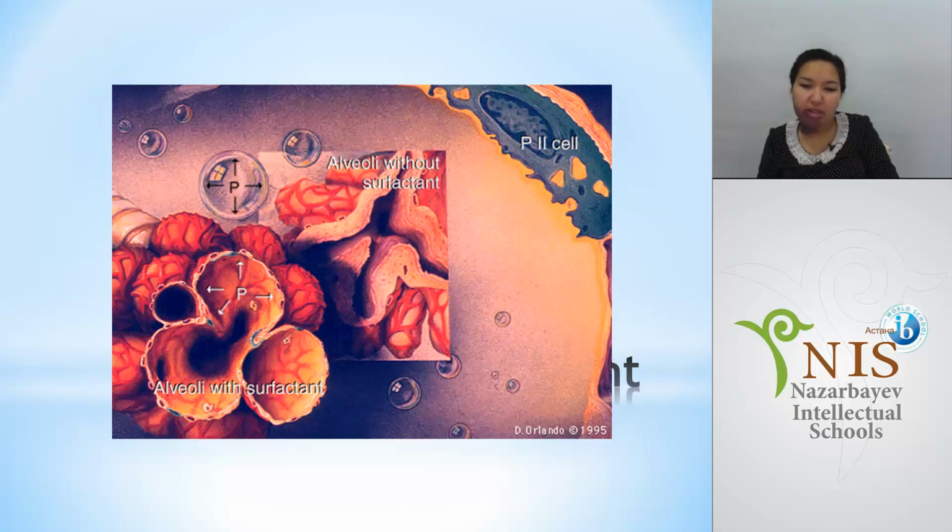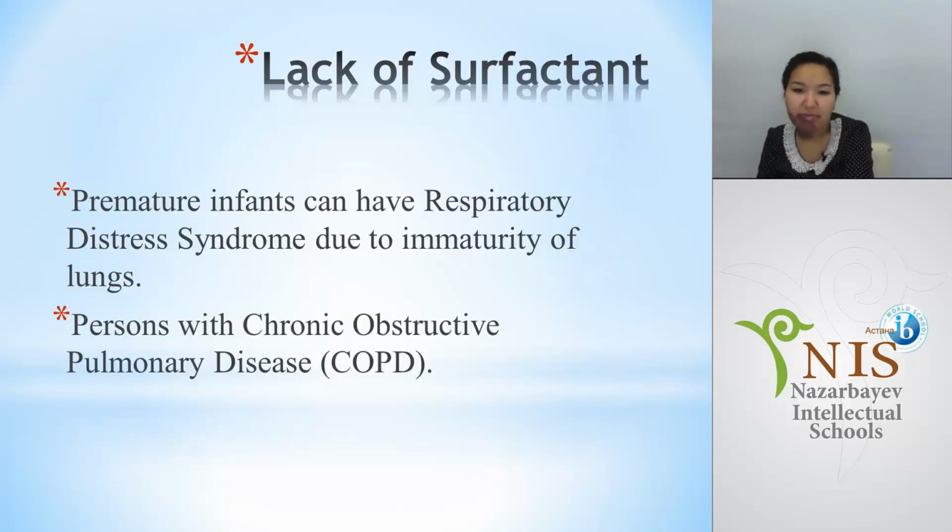You can see that the alveoli have a lot of capillaries. Around the alveoli, a lot of capillaries. It's an air sac. Lack of surfactant: what happens if humans don't have surfactant fluid?